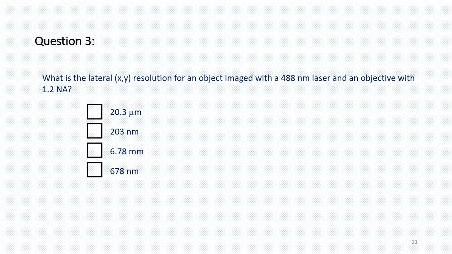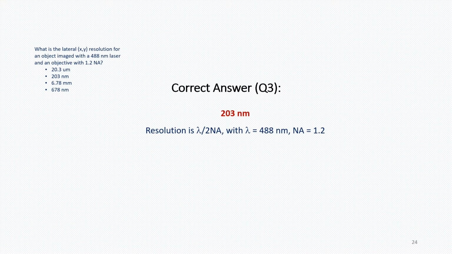Okay, what is the lateral resolution for an object imaged with a 488 nanometer laser and an objective with 1.2 NA? 20.3 microns, 203 nanometers, 6.78 millimeters, or 678 nanometers. Remember that resolution can be estimated from the formula lambda over 2NA. So the answer would be 203 nanometers.